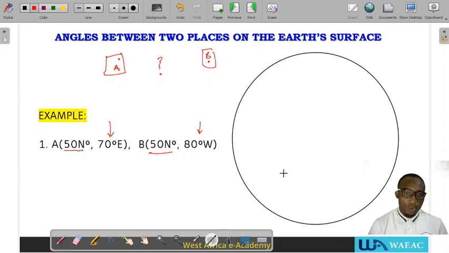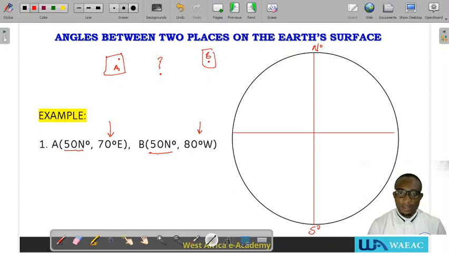First thing to do, always introduce your polar axis, which is north to south. After that, let's introduce our west to east axis.